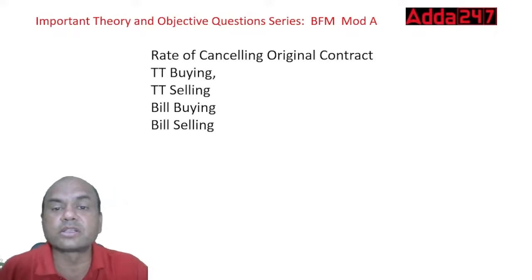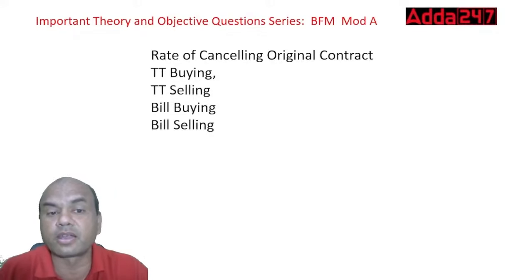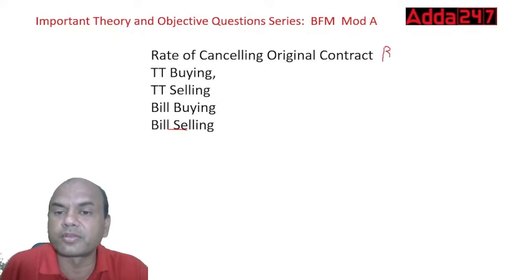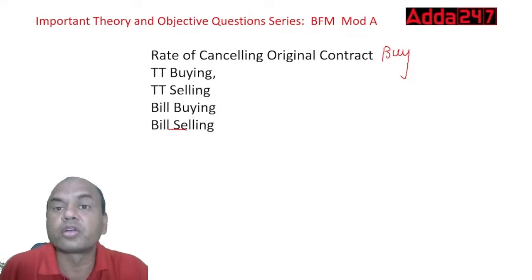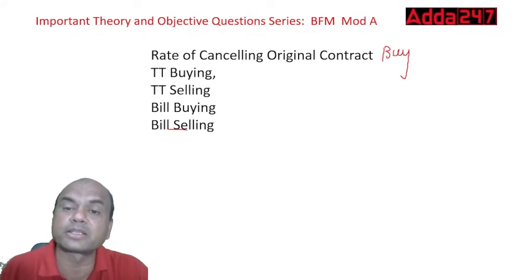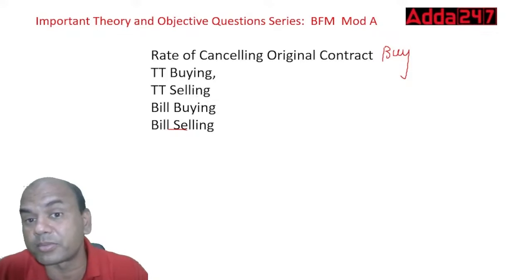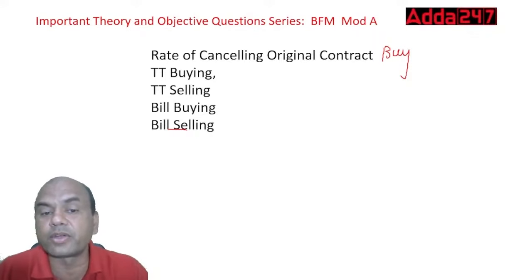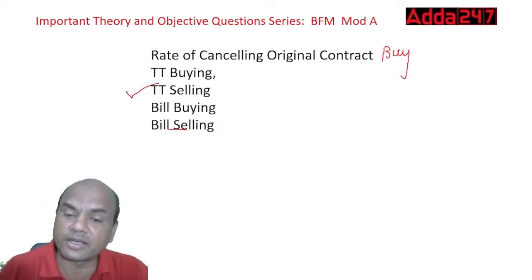Rate of cancelling the original contract: whenever we cancel the original contract, at what rate is it done? TT buying, TT selling, bill buying, bill selling? Sir, cancelling the original contract rate depends on what rate we are talking of. Suppose I am calling the buy rate. If I have purchased this dollar earlier, I might have purchased it at either bill buying or TT buying, depending on the type of transaction. If it was a spot transaction, I might have done it at TT buying. If it was a bill transaction, I might have done it at a bill buying rate. But cancelling is always done at the same rate, which is known as TT selling. Cancelling means reversing that transaction, so that will always be done at TT selling.